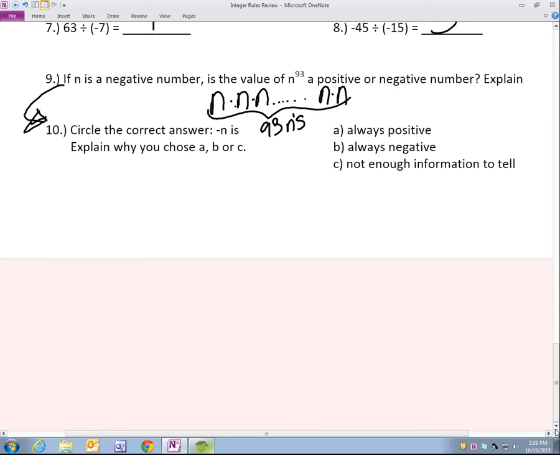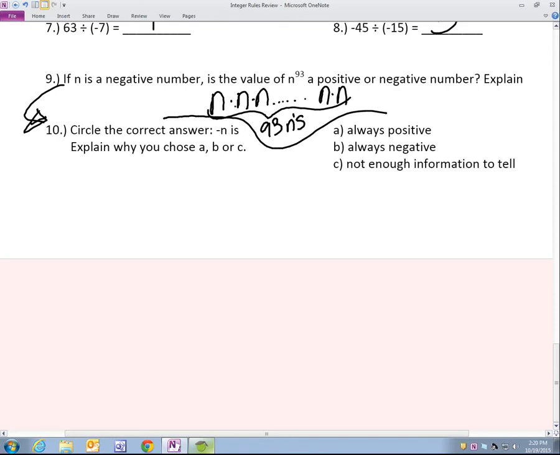All right, this next one, circle the correct answer. If negative n, so n is still a negative number, if negative n is A, always positive, B, always negative, or C, not enough information. Negative n, when n is a negative number. A, B, or C. I want you to hold up 1 for A, 2 for B, 3 for C. Show me what you think. Don't worry about what other people are doing. There's no punishment if you don't have this.